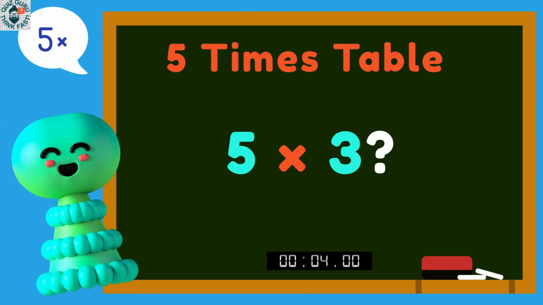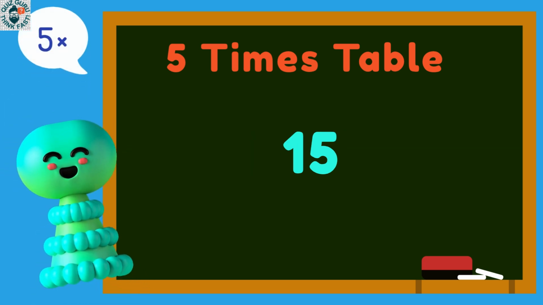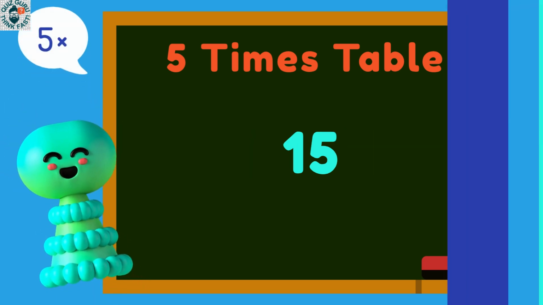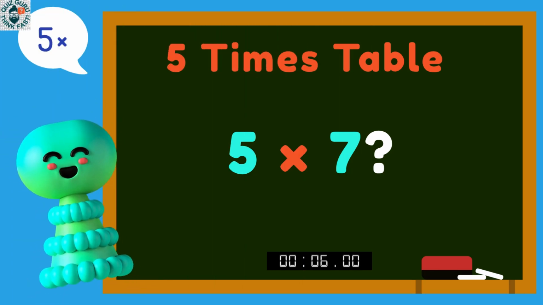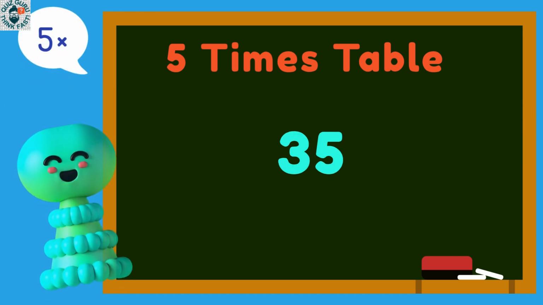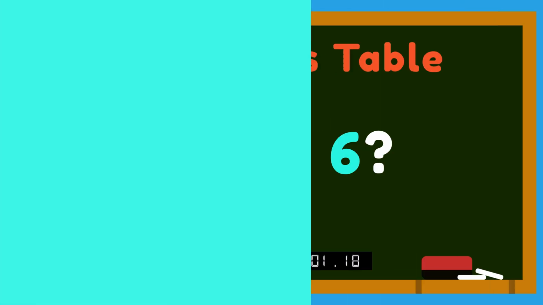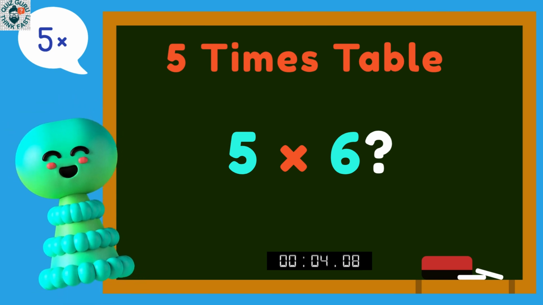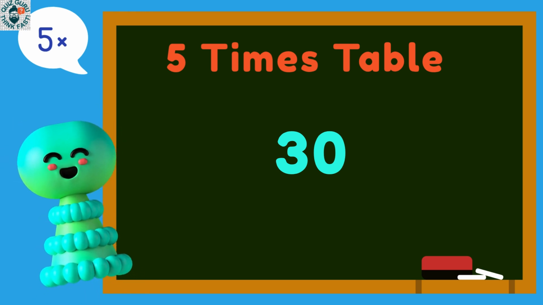What is 5 times 3? It's 15. What is 5 times 7? It's 35. 5 times 6. It's 30.